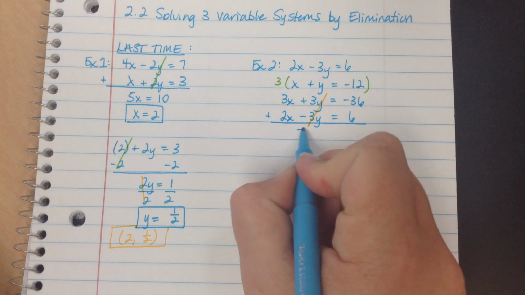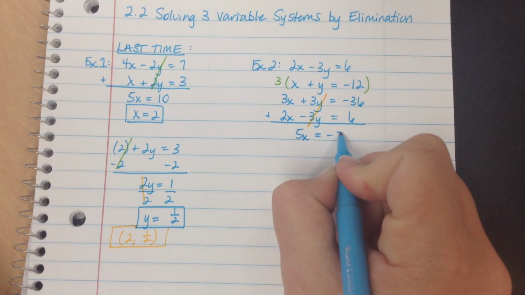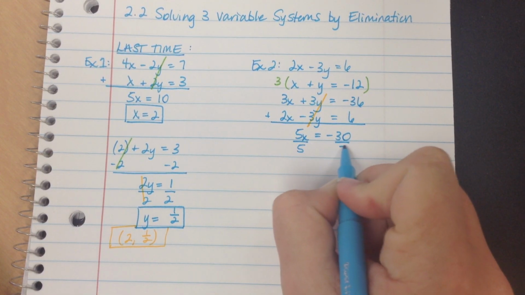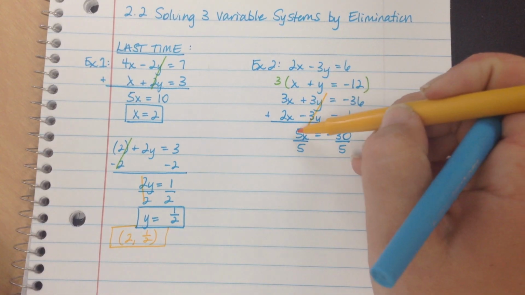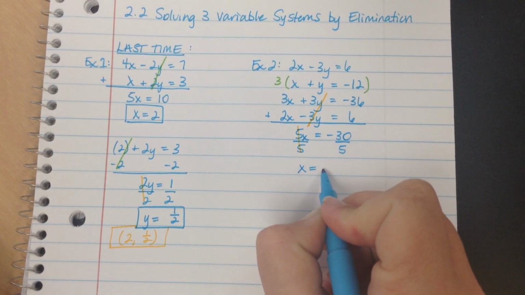3x and 2x gives me 5x. Negative 36 plus 6 is negative 30. Dividing both sides by 5, the 5's cancel. x equals negative 6.